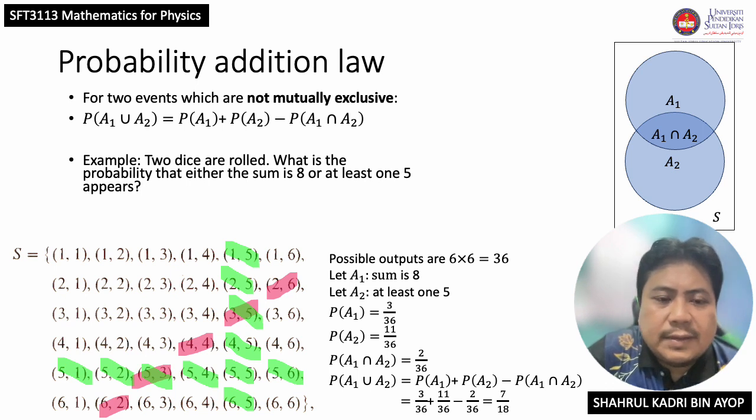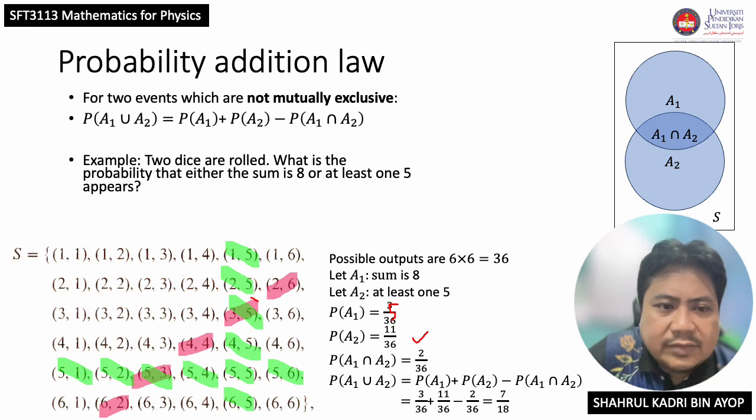Okay, so this is 5 over 36, because this is 1, 2, 3, 4, 5. And then at least 5 is 11, so you calculate the green. Then what is in common: there are 2 in common, which is this one and this one. So that is 2 over 36.